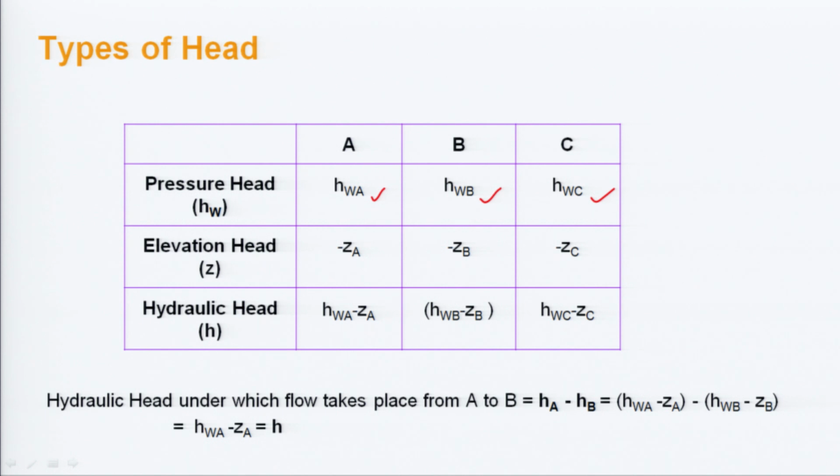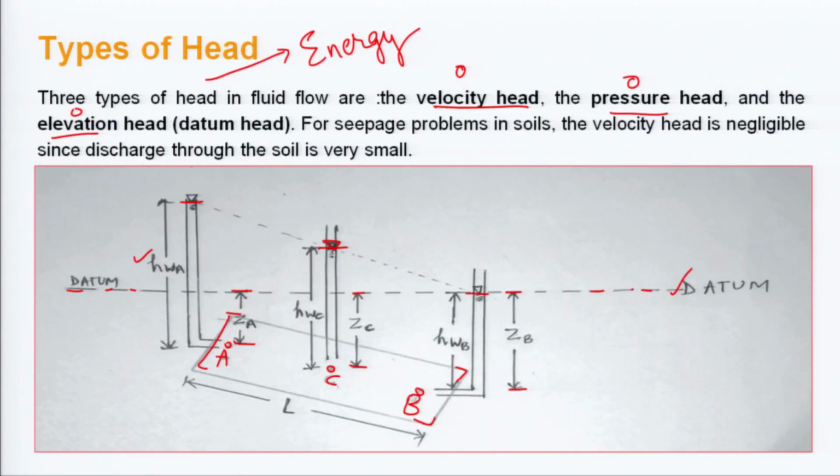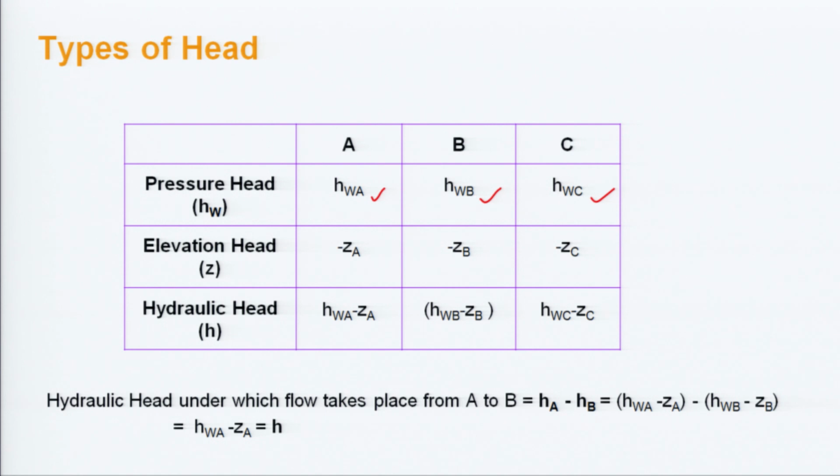The elevation head was, the datum was at some higher level here, and the point was at a lower level, so we consider it with a negative sign. When we are going up, we take a positive sign, and when we are going down, we take a negative sign when talking about the elevation or datum head. So, it is minus ZA, minus ZB, minus ZC.